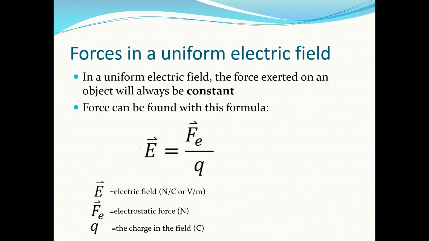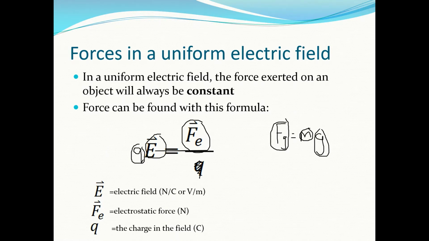So if I just move Q up here, you'll notice that we had this formula last year that was Fg equals mg. Well, instead of Fg, we have Fe, and instead of a mass, we have a charge, and instead of a gravitational field, we have an electric field. So it's really the Fg equals mg of physics 30. It's the same idea.